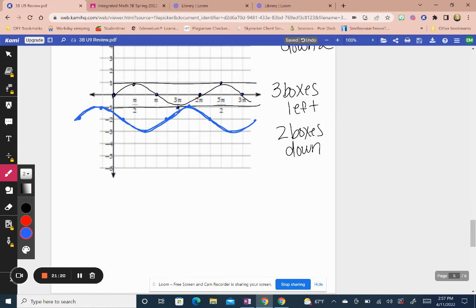All we did was a vertical and horizontal shift.